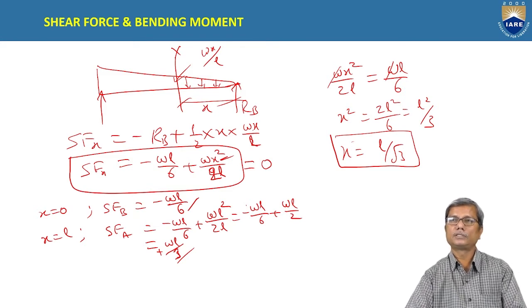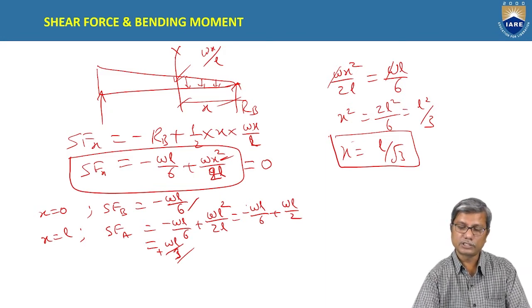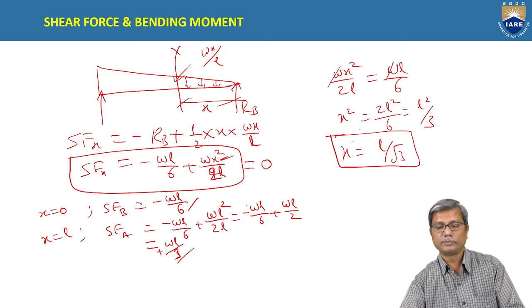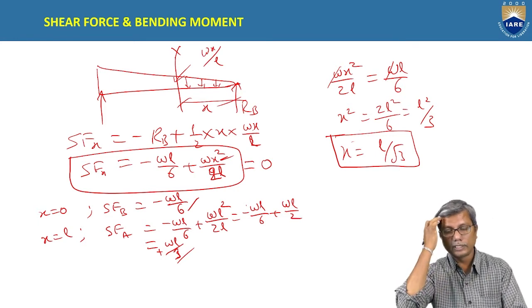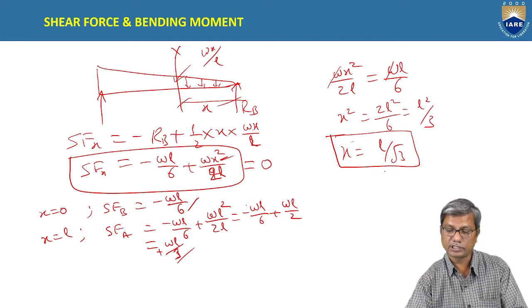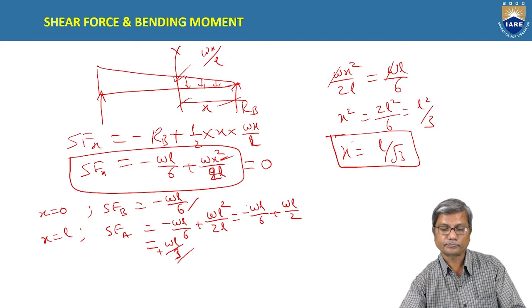And at that point, the bending moment will be maximum. At the point where the shear force changes sign, the bending moment is maximum. Okay, and that maximum bending moment is obtained by substituting x equal to L by root 3.